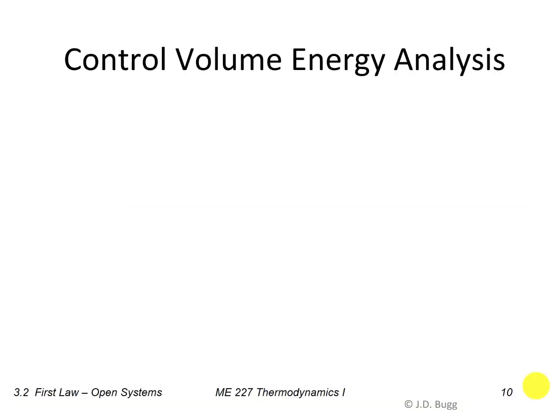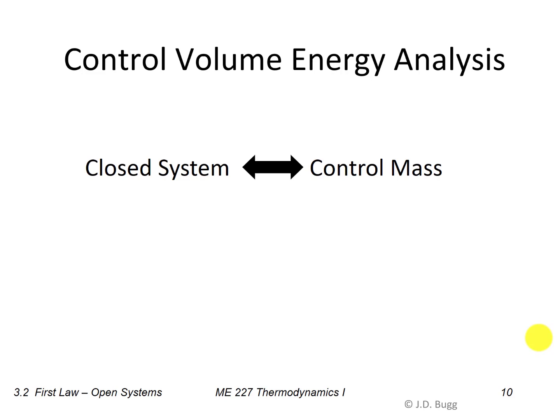In this lecture, we're going to discuss control volume energy analysis. So this is conservation of energy for a control volume or an open system. What we've looked at so far is closed systems. Closed systems are also known as a control mass. So remember, a closed system boundary has no mass flow across it.